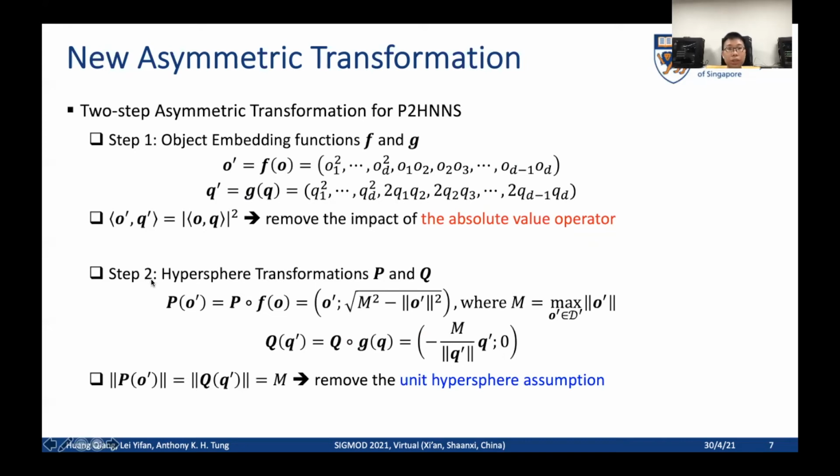In step 2, we propose two hypersphere transformations P and Q for the data point O and the query Q. Here are the formulas. After this step, we can see that the L2 norm of P(O) is equal to the L2 norm of Q(Q) and is equal to a fixed constant. So with this step, we can remove the unique hypersphere assumption, because the L2 norms of all the transformed data points are now equal to each other.